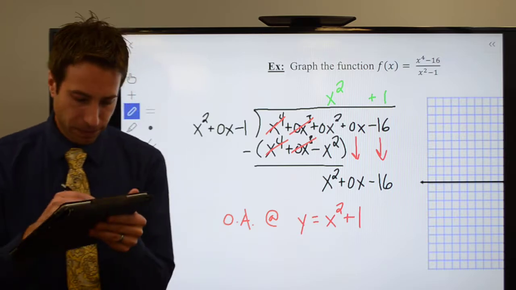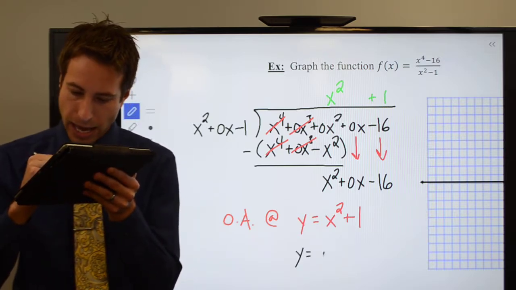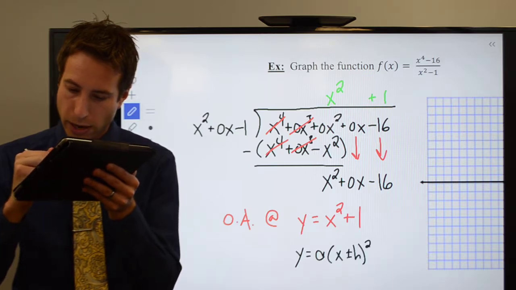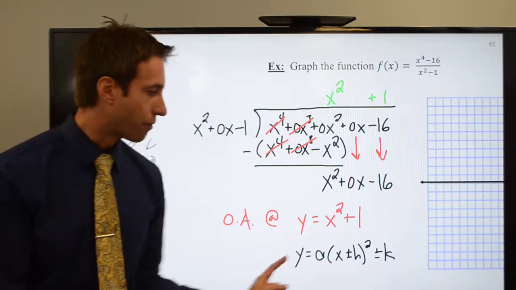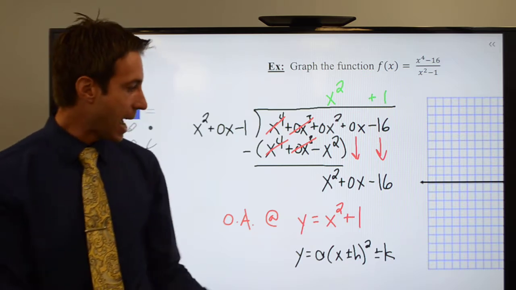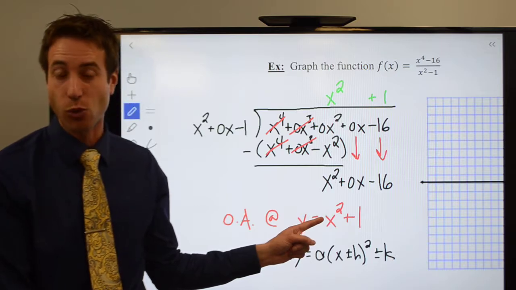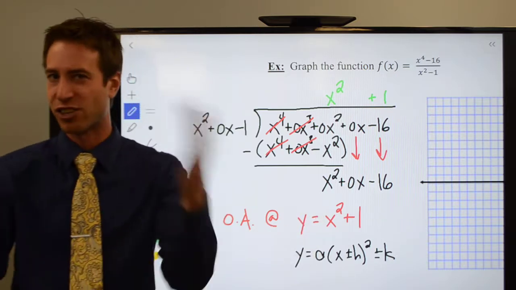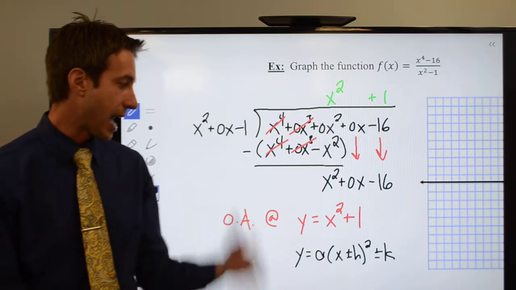Now remember, when it comes to quadratics, y equals a times x plus or minus h squared plus or minus k. Well, this is our general form for the transformations of a quadratic function. My a would be a number out front of the x squared, which in this case is just a 1. So there's no vertical stretch or compression. It's not flipped over the x-axis, right? There's no reflection or anything like that. So a is 1.